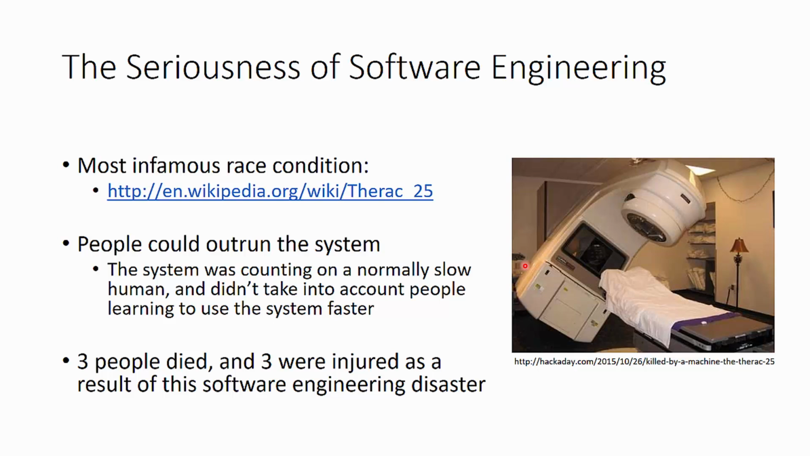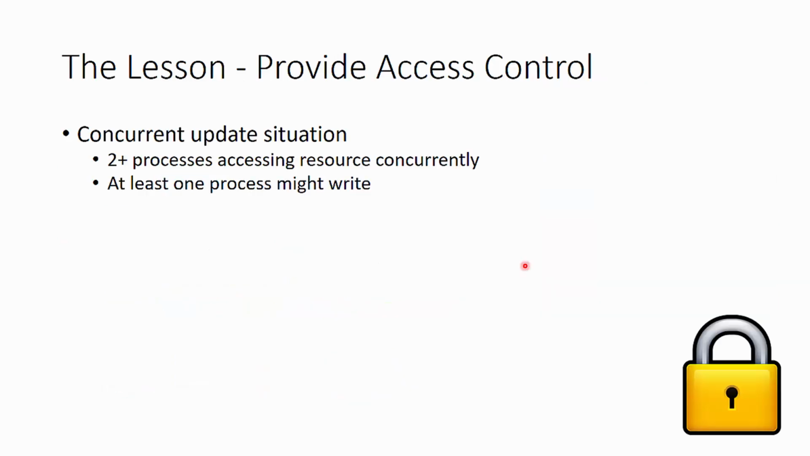And because of this, because the designers for this machine had removed all of the hardware interlocks on it and had made them be only software interlocks, 3 people ended up dying and 3 others were seriously injured because of this. It ranks as one of the worst software engineering disasters of all time. A machine that was supposed to be helping people ended up directly killing them.